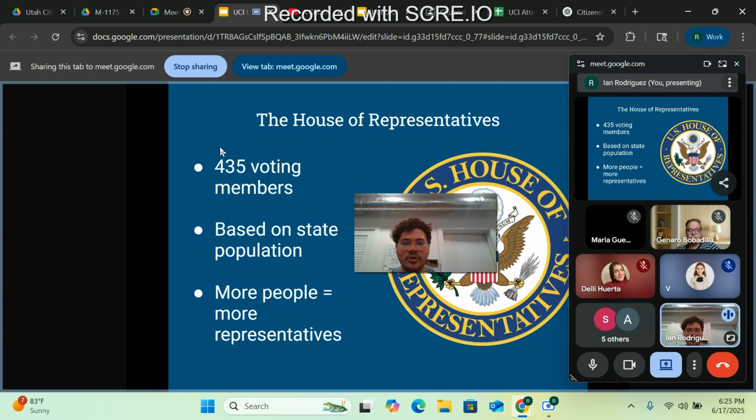But every 10 years, we go and we count how many people there are in the country. Okay, it's called the census. And based on the census, based on how many people live in each state, right? Each state is given a certain amount of voting members. But this number right here, it doesn't change. Based on state population, basically means more people in the state, means the state has more representatives. Okay?